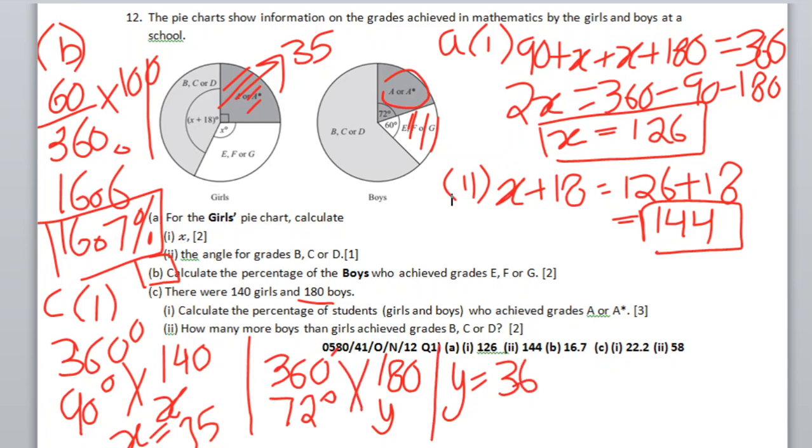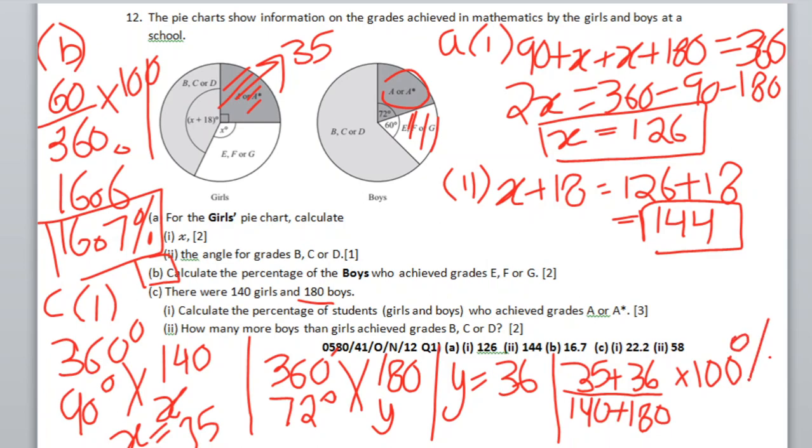So calculate the percentage of students who achieved A or A star. The total number of students is 140 plus 180, and the total number of students who achieve grade A or A star is 35 girls plus 36 boys. Multiply this by 100 and you will get your percentage, which will be 22.2%, rounded.